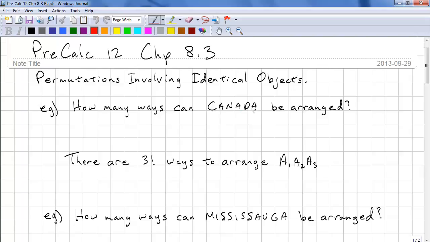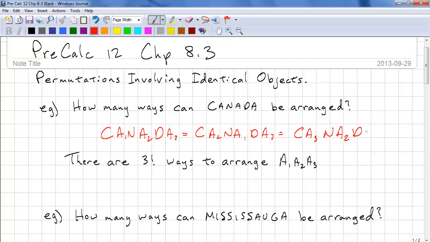Normally, we treat all the A's as different. So we would have C A1, N A2, D A3. This is the same as C A2, N A1, D A3. And that's also equal to C A3, N A2, D A1. In fact, there's 3 factorial ways to arrange A1, A2, A3.